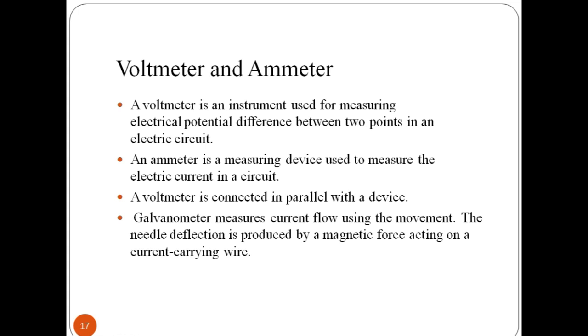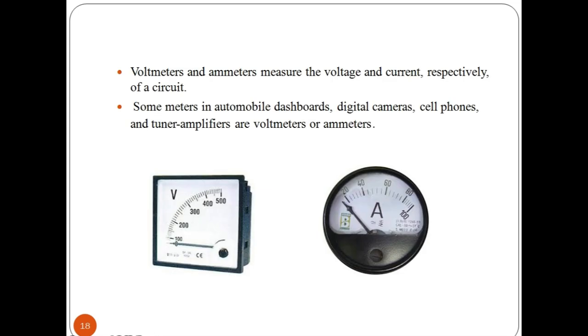At the heart of most analog meters is a galvanometer, an instrument that measures current flow using the movement of a needle. The needle deflection is produced by a magnetic force acting on a current carrying wire. You can see a voltmeter and ammeter in this picture, where the needle deflects to give out readings. A multimeter is also used to measure current and voltage of a circuit.